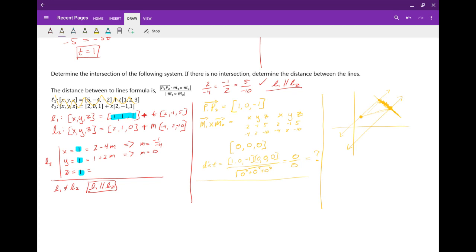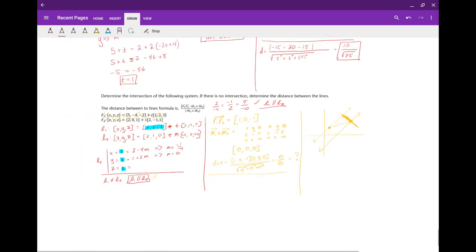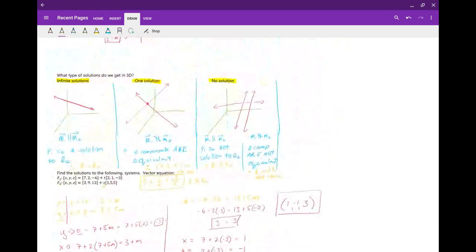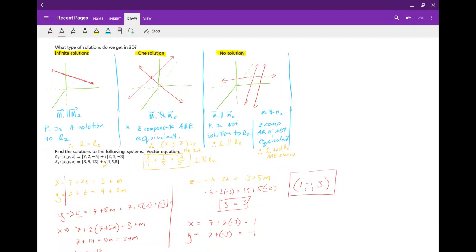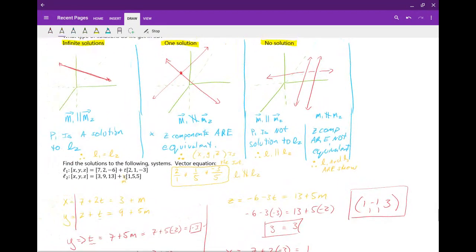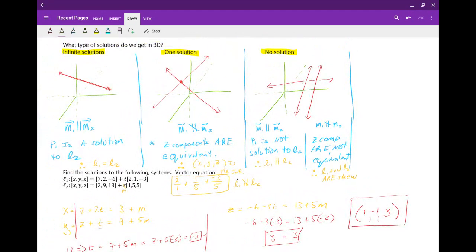So in this case, we would just conclude that they are parallel. All right, so that's basically intersections of lines in 3 dimensions. We ran through a few examples of those. There will almost certainly be a test question involving intersections of lines in 3D, plus maybe a few distances, things like that.